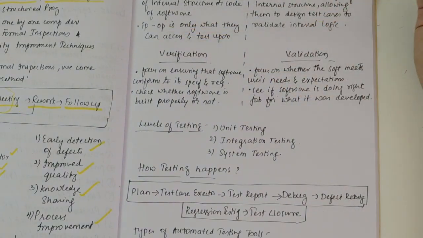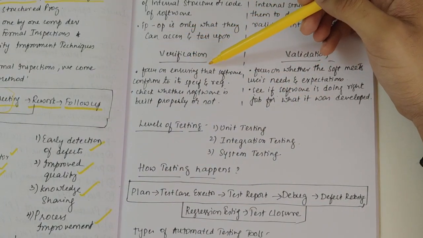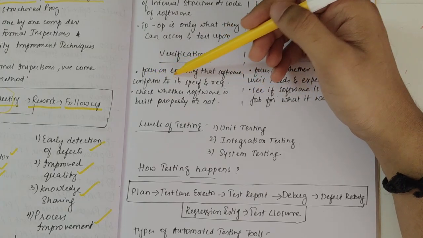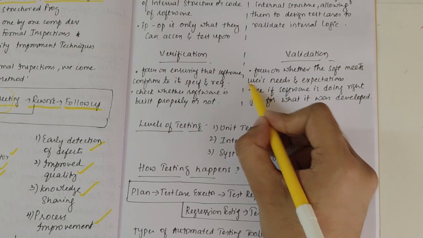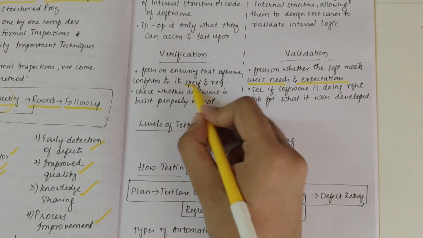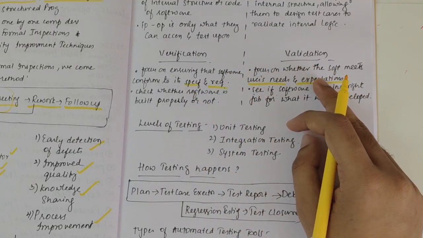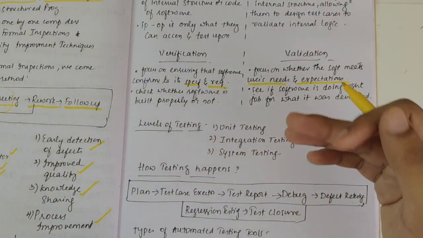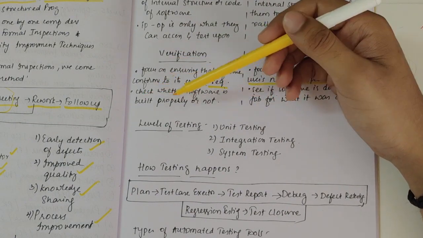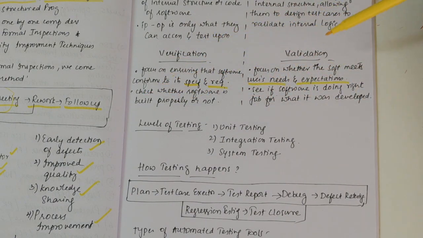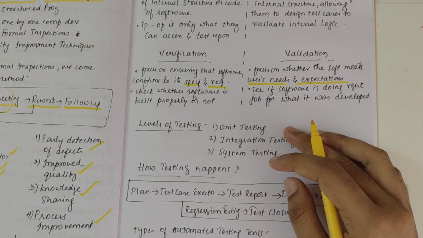Next we have verification and validation. Verification focuses on ensuring that software conforms to its specifications and requirements, whereas validation focuses on whether the software meets the user's needs and expectations. So here it is specification and requirements, but validation is a step ahead of verification. We check whether the software is built properly or not, that is verification. In validation, we see if the software is doing the right job for what it was developed. So this was about verification and validation.